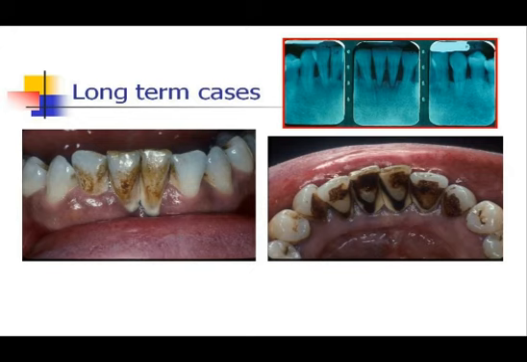Let's look at some long-term cases. Here we're looking at some mandibular incisors. We can see that we have close to 80% bone loss. Look at the calculus. This patient, in fact, is a smoker. We're going to clean these teeth. We're going to do scaling and root planing.